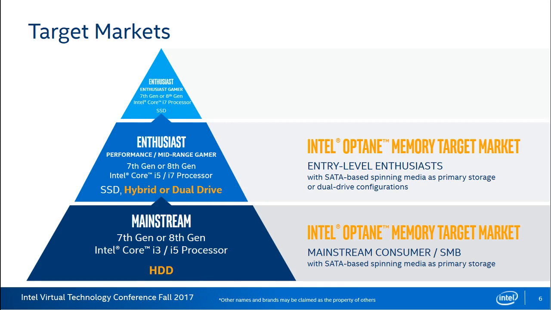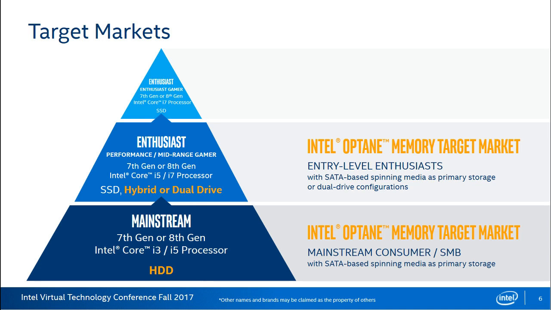So who are we targeting with Intel Optane memory? Well, starting at the bottom of the pyramid, you'll see your mainstream users. These are users with a 7th gen or 8th gen Intel Core i3 or i5 processor, and an HDD is their primary storage. For these users, we want to add Intel Optane memory to those HDD-based systems to increase the performance and responsiveness of that drive.